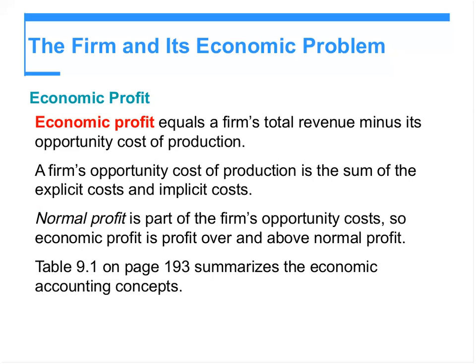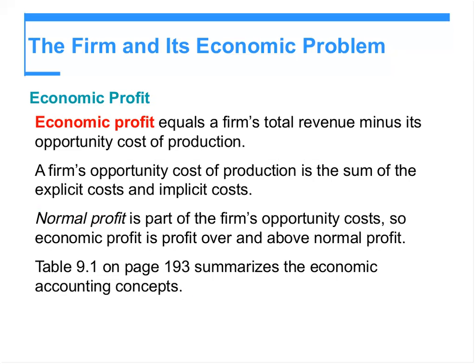So let's go further and talk about economic profit. What is economic profit? Economic profit equals a firm's total revenue minus its opportunity cost of production. A firm's opportunity cost of production is the sum of the explicit cost and implicit cost. So when you're talking about cost, from now on, you have to put these two together, implicit and explicit.